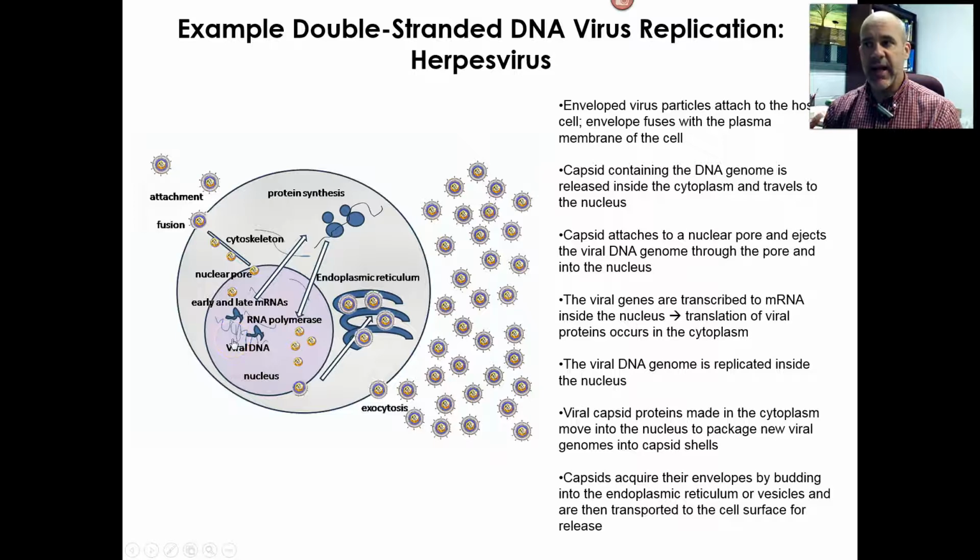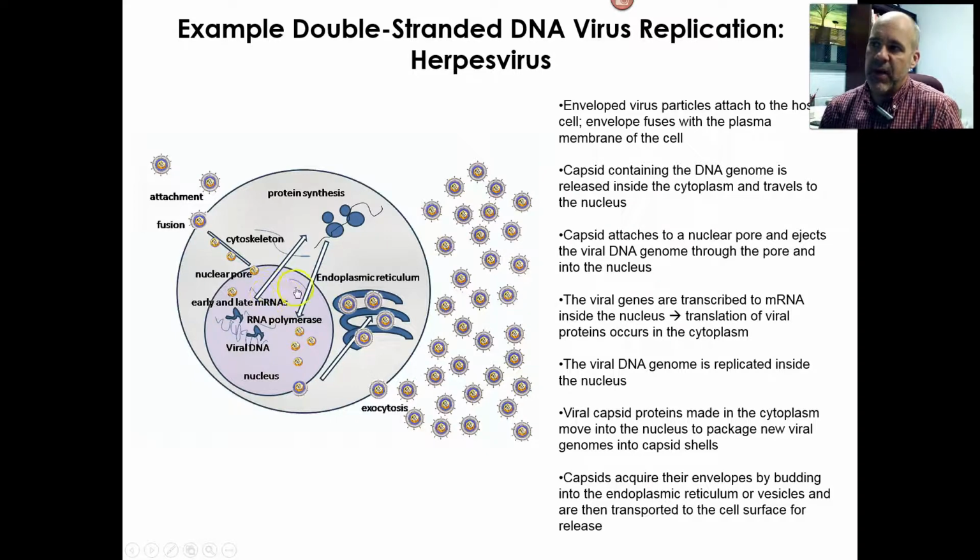It's double-stranded DNA, and so you're going to have transcription that's going to take place inside the nucleus. They're showing RNA polymerase here on the diagram because that's the enzyme that does transcription. It's going to read the herpes virus genes on its DNA genome and transcribe those to make messenger RNAs. Here on the diagram it mentions early and late mRNAs, and what that's telling us is some of the herpes virus genes are expressed early during infection and some later, so that everything is timed properly to complete replication and assemble new virus particles.